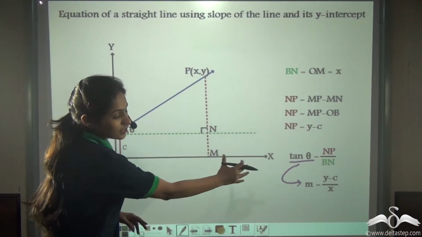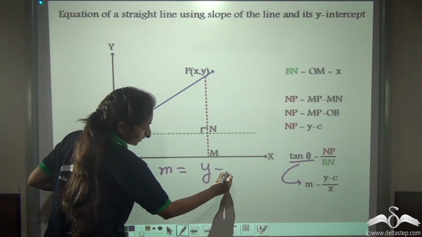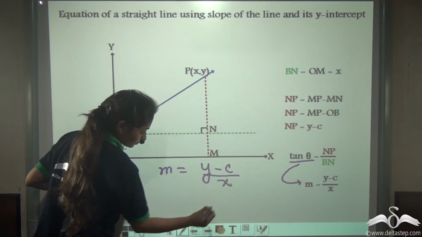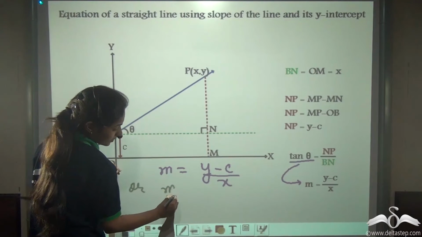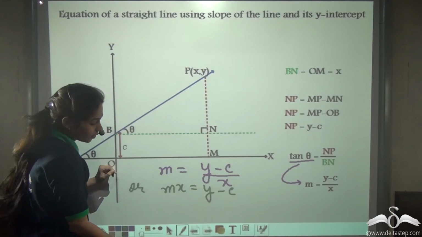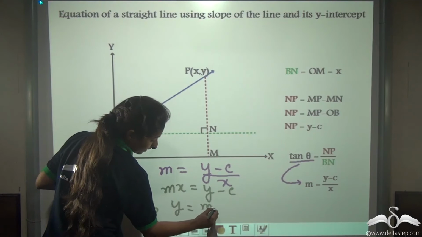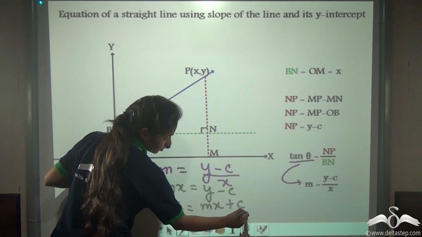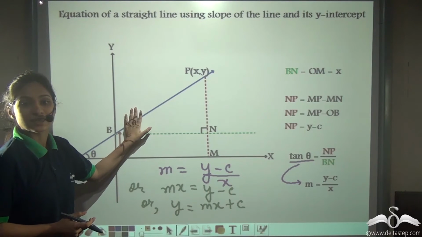Now let us simplify this relationship. M is equal to y minus C by X, or taking X this side, Mx is equal to y minus C, right? Or y is equal to mx plus c. So this is the algebraic equation of the slope and intercept.